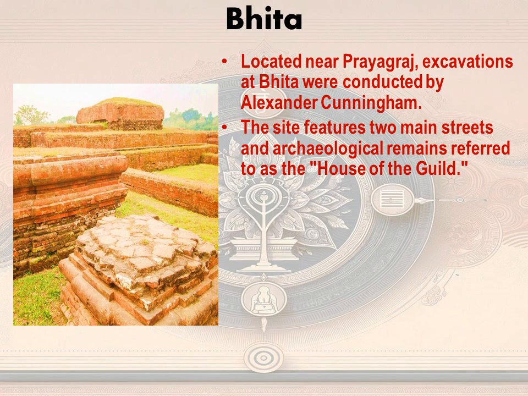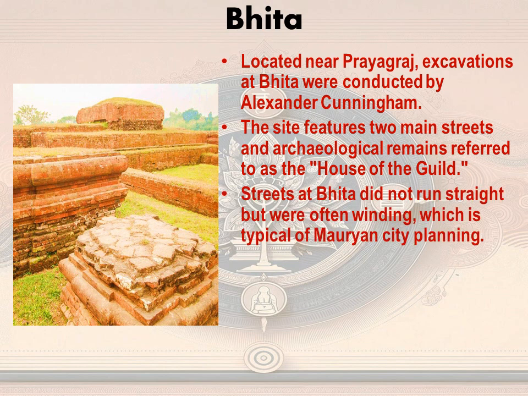So we find a house where the archaeological remains suggest that this must have been a place where administrative works of the trading guild or the trading committee used to be conducted. And also we get the existence of two main streets in the site of Bhita.